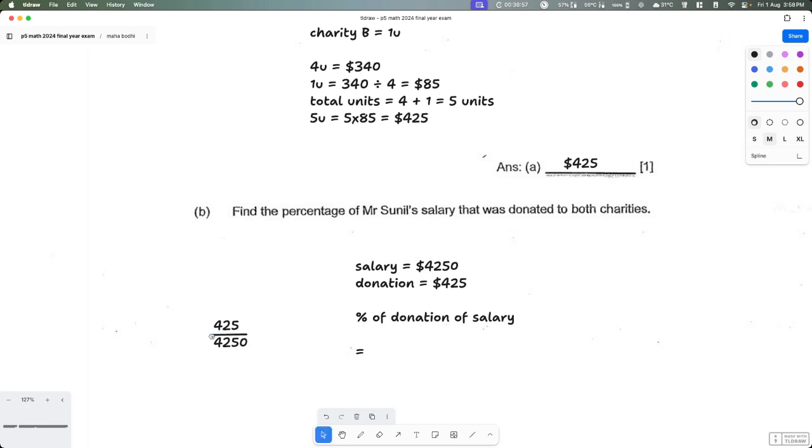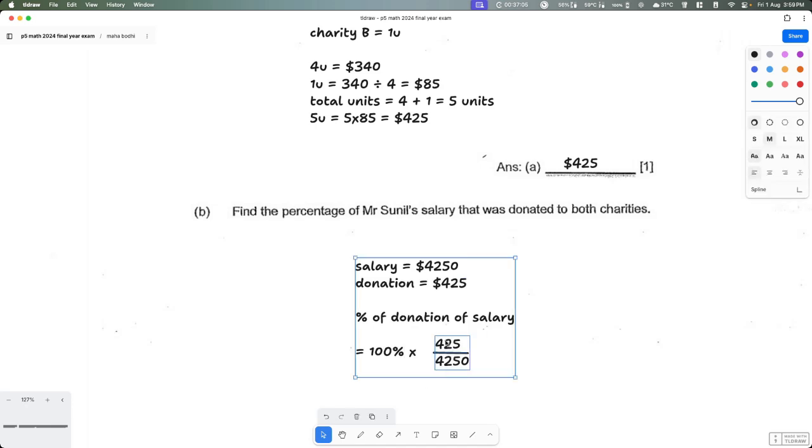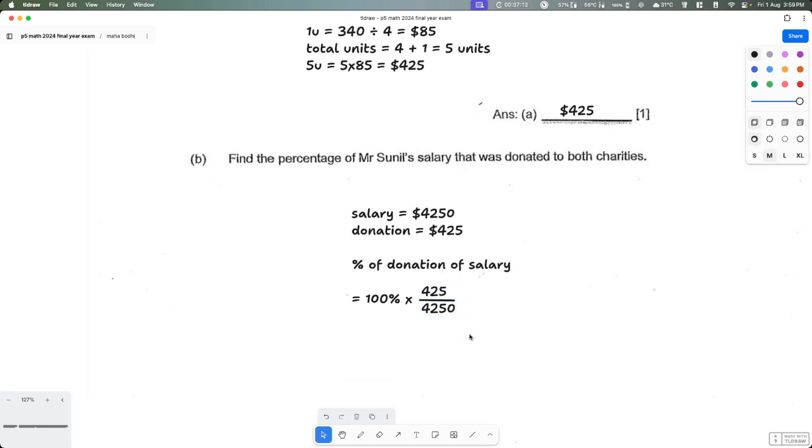Okay, I'm gonna put this line. So like this, right? Okay, and then we multiply this by 100%. So 100% multiplied by 425 divided by 4250. That's what you see over here. Okay, can we divide both of them by 425? Yes, we can. So we divide this by 425 and we divide this by 425.